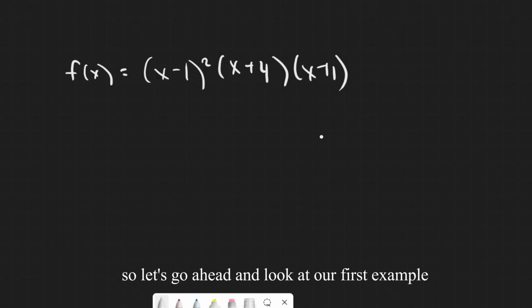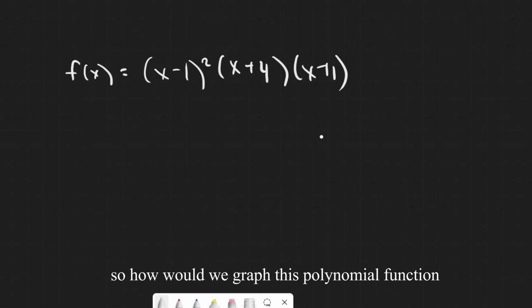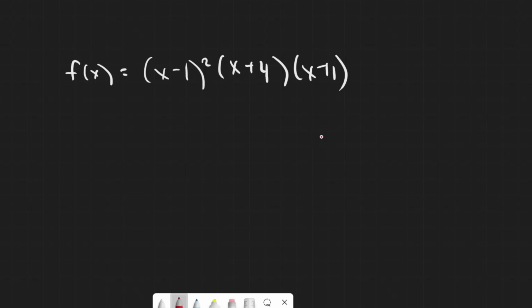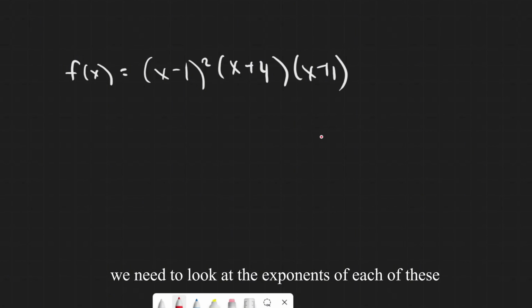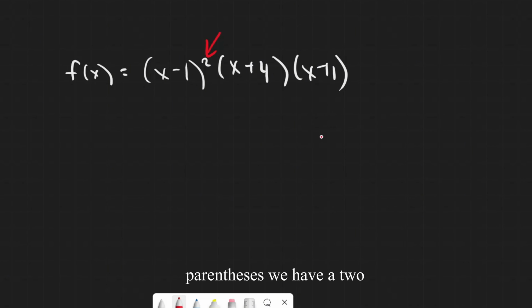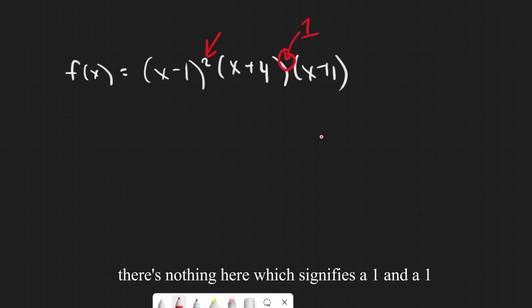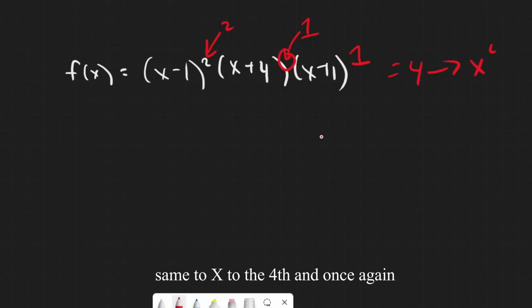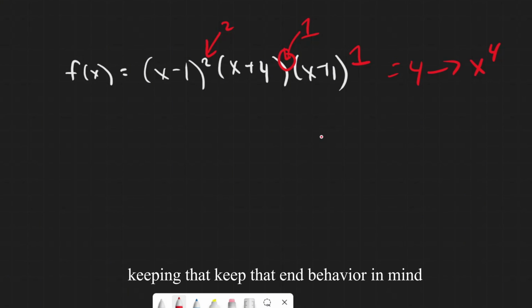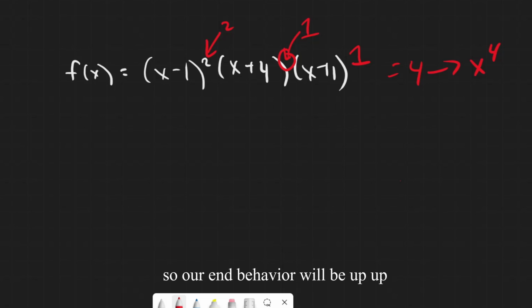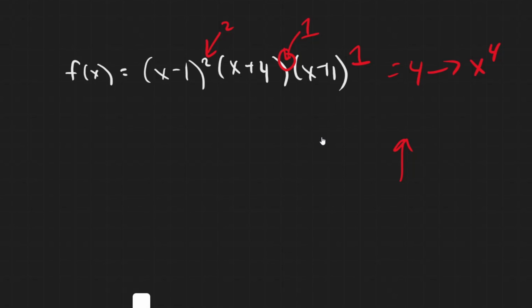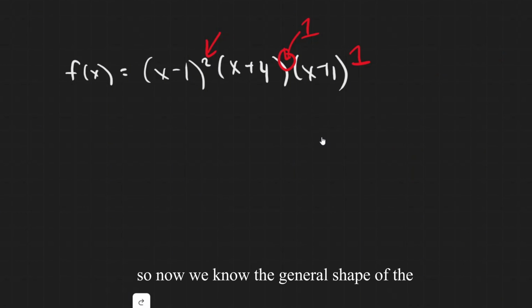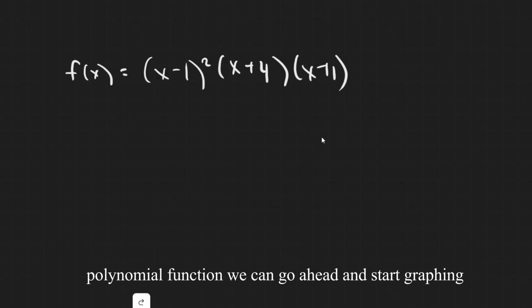So let's go ahead and look at our first example. So how would we graph this polynomial function? Well, we need to find our leading power. When I mean leading power, I mean we need to look at the exponents of each of these parentheses. We have a 2, there's nothing here, which signifies a 1, and a 1. If we add those together, we get 4. Same as x to the fourth. And once again, keep that end behavior in mind. It's raised to a positive even power. So our end behavior will be up, up. So now we know the general shape of the polynomial function. We can go ahead and start graphing.